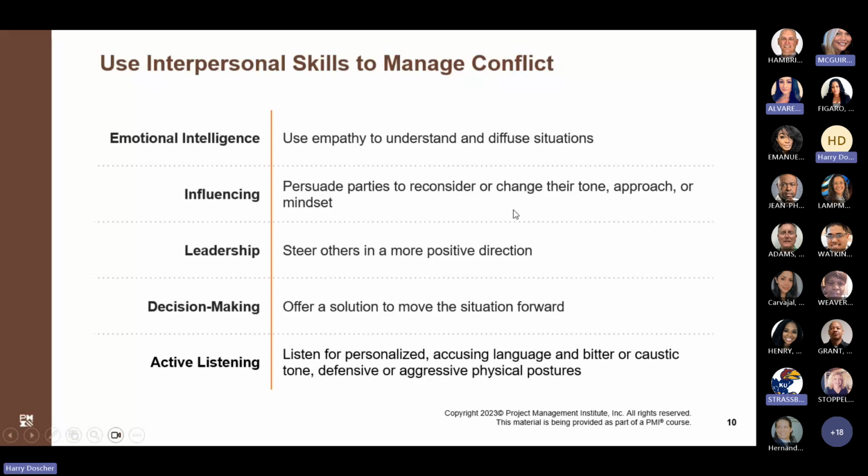You're going to be using influencing all over the place, because even if you've used a lot of active listening, you've got to understand what the conflict is. And as I keep saying, work with everyone involved in the conflict so that their ideas are considered, and then the team moves forward with a solution that's acceptable.